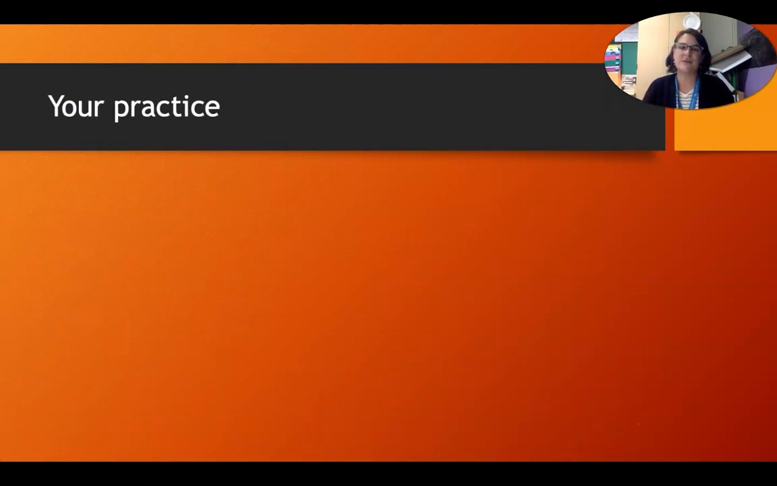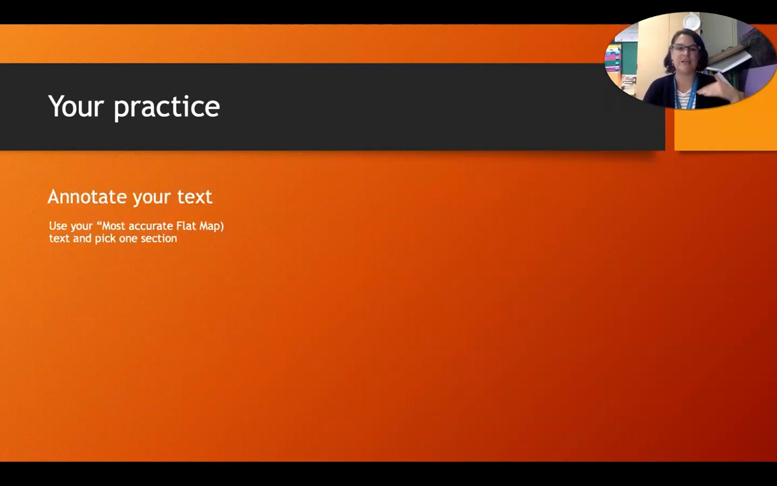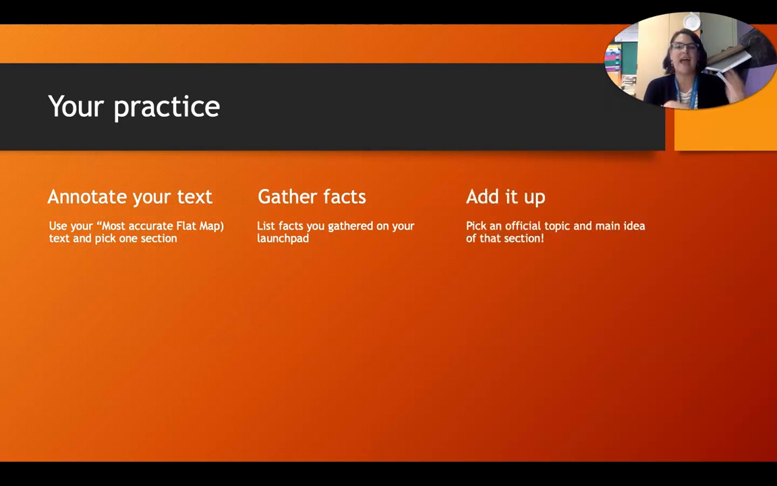So what's next for you is your practice. You're going to do the same kind of thing where you're going to annotate your text, highlight and take notes, and make sure you're understanding what you're reading. You're only going to pick one section to do your practice on. To gather your facts, you're going to list those facts, some in your words and some in the author's words as you feel important. And finally, add it up to pick an official topic and main idea of that section.